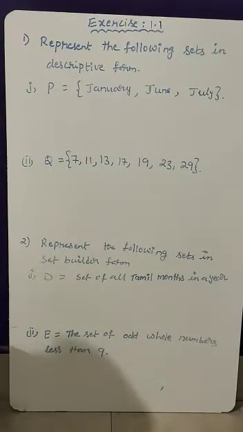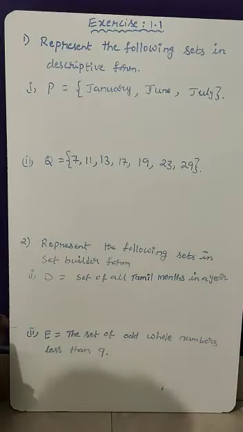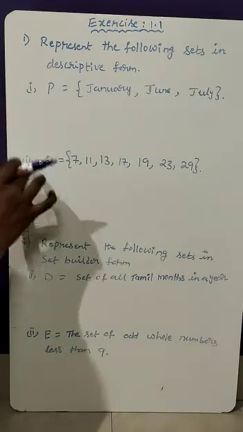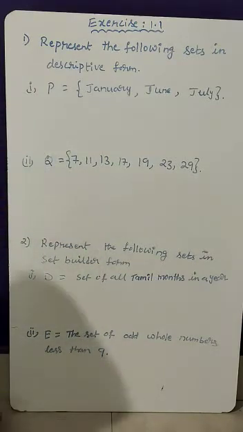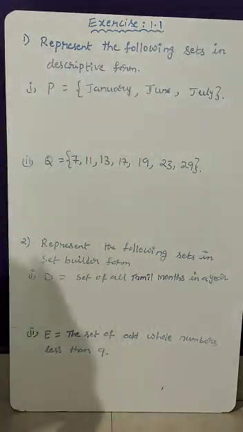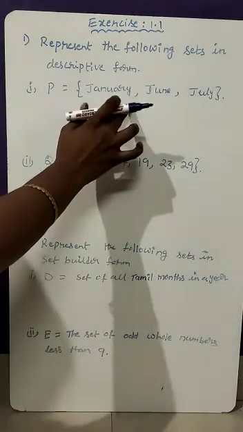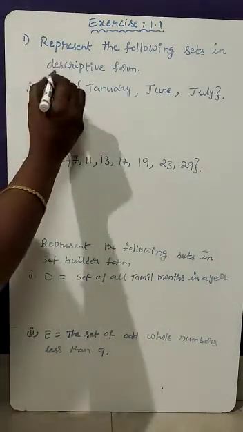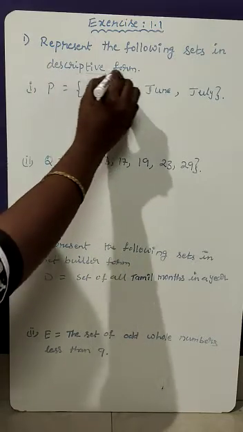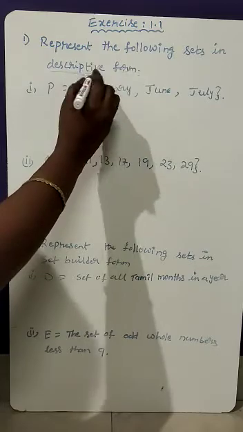Okay, so you have to finish with the example definition with the examples. Afterwards, exercise 1.1. I will take each and every definition, two problems I have to solve now. So first one, represent the following sets in the descriptive form. They are giving some questions. You have to change them into the descriptive form.